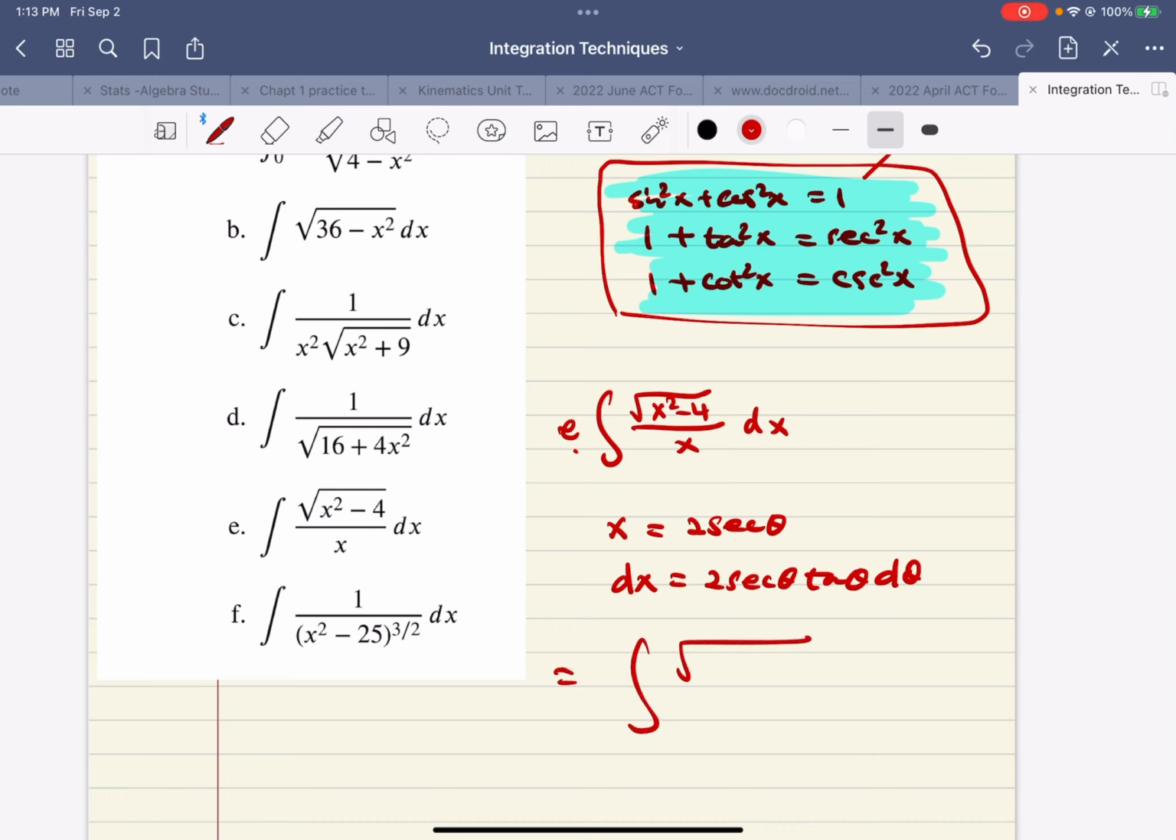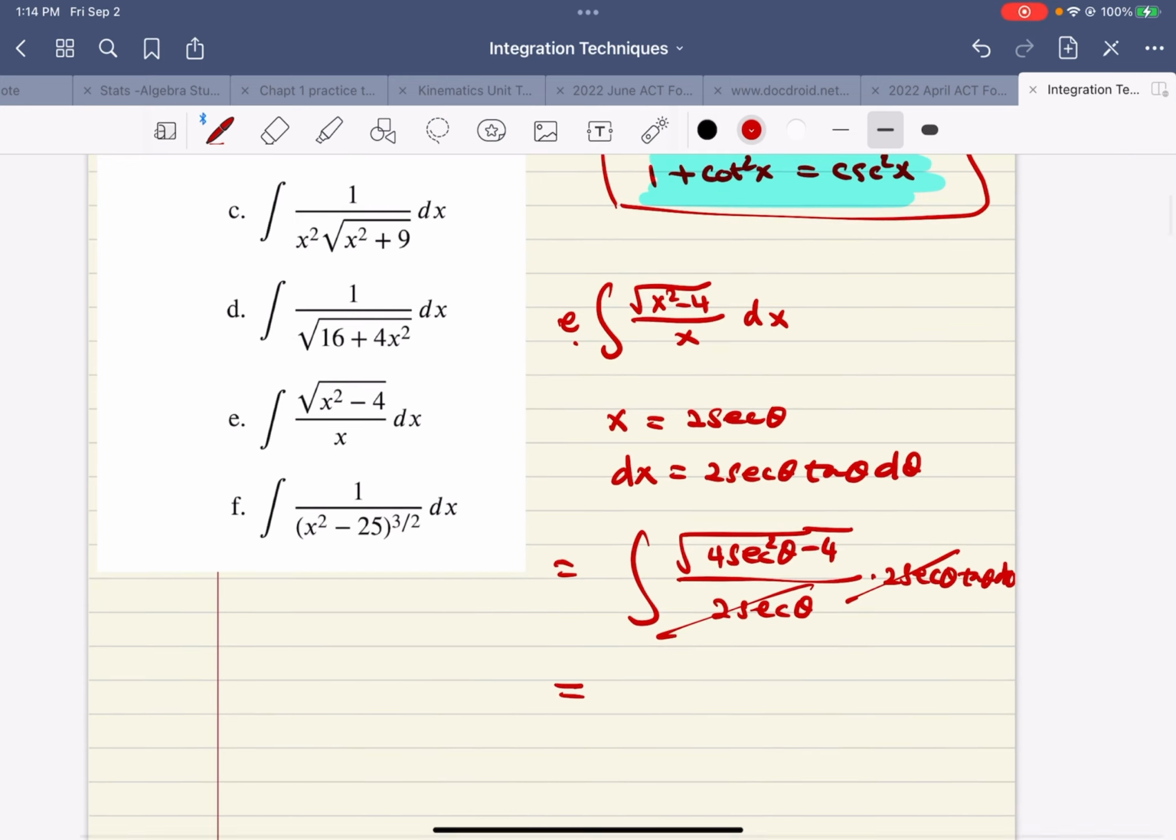integral root 4 secant squared theta minus 4, once you substitute 2 secant theta into x. And this one, 2 secant theta, and dx is 2 secant theta tangent theta d theta. So 2 secant theta cancel. And here, when you take out root 4 outside, which is basically 2, and root secant squared minus 1 times tangent theta d theta.